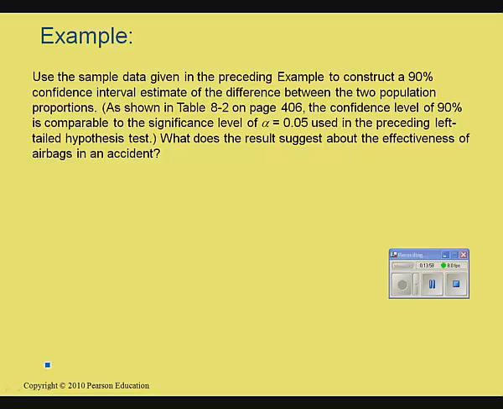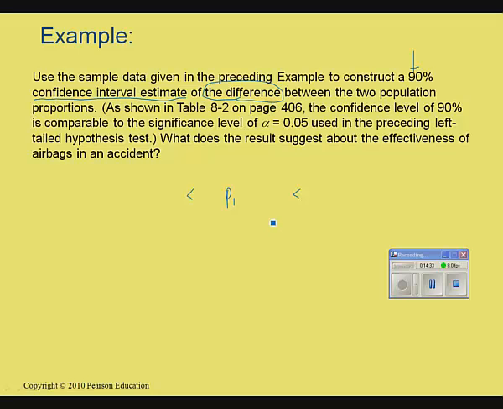So, as an example, this is where they're going to do a confidence interval in the book. Let's find that. Example 2. They're going to do a confidence interval for airbags. It says, let's use that data to construct a 90% confidence interval estimate of the difference. So what's that mean? That means we're going to get the difference between P1 and P2 and bound it.